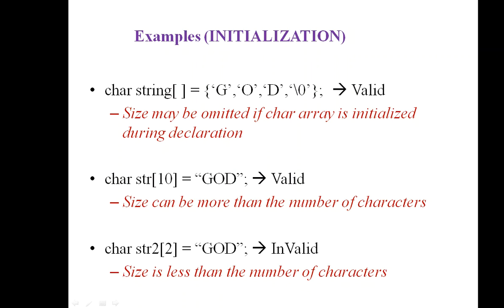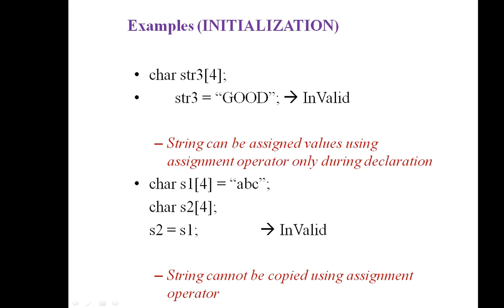And see what is here, char str2 of 2 equal to "GOD". What happened here? str2 of 2 will take only 2 characters, but how much are we storing? G, O, D plus \0. The \0 will be implicit, so 4. I'm reserving only 2 characters and trying to store 4 characters, so it will not accept it since the size is less than the number of characters.